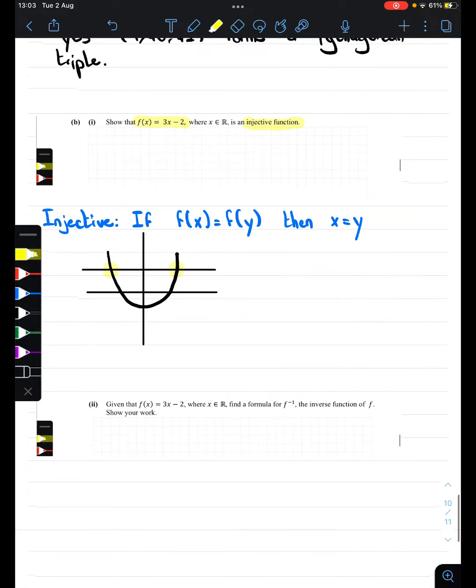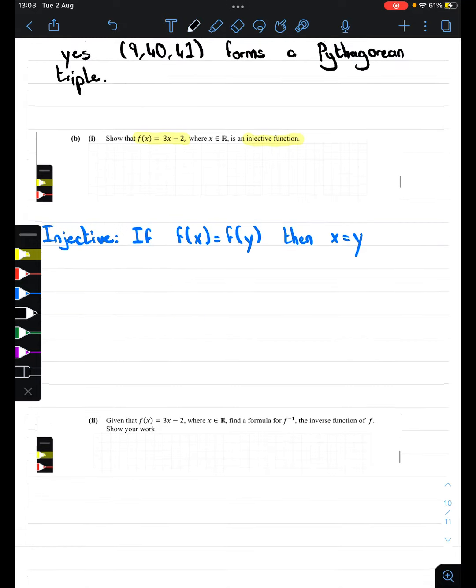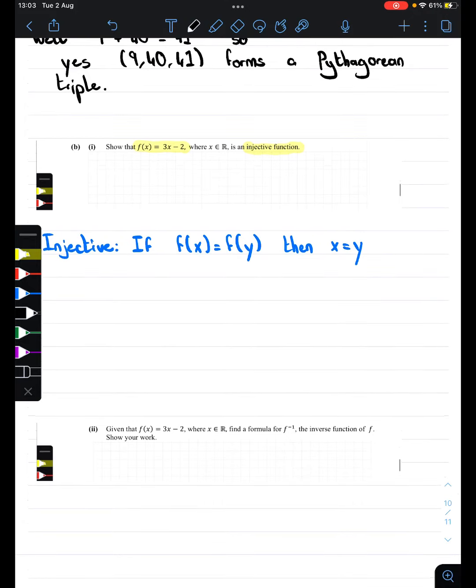Always. Okay, and so, how would we test for that? Well, there's a few ways that you could do it. The easiest way to do it, let's just suppose that f of one value equals f of another value. f of x1 equals f of x2.